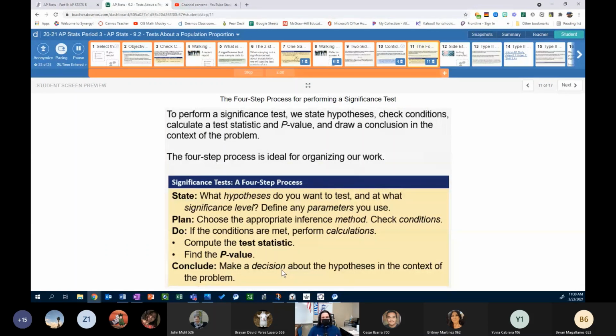The conclusion is where you make your statement. Because the p-value is greater than alpha, we fail to reject the null hypothesis. We do not have convincing evidence of the alternative. Or because the p-value is less than alpha, we reject the null hypothesis, and we do have convincing evidence for the alternative hypothesis. And then we just fill that in with the specifics from our context.